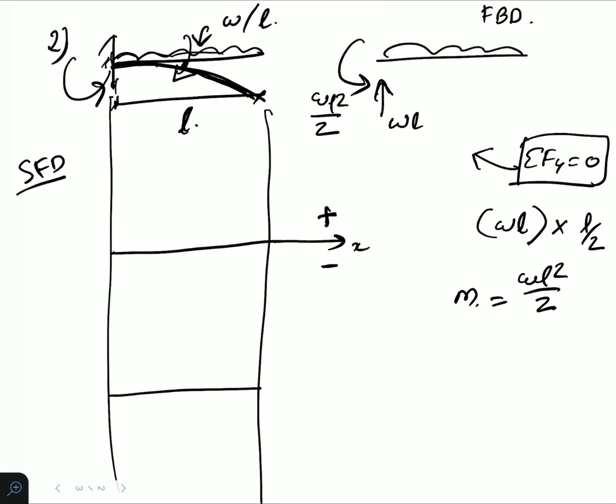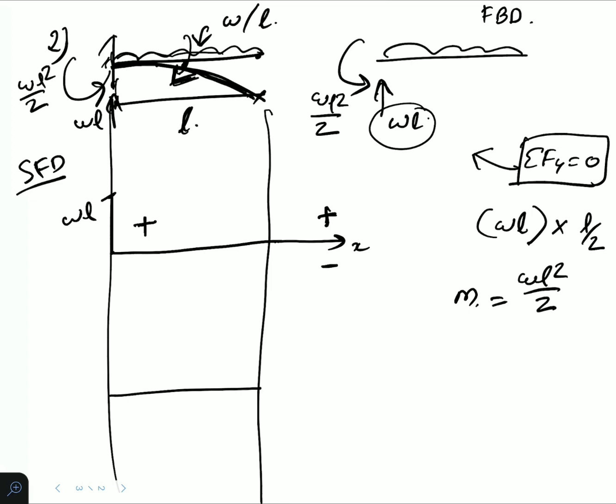See, the force WL is acting upward. Here there is a WL, and here there is a moment WL squared by 2. So WL is acting upward, so we will have the WL value here. Inside will be positive because the left side is moving upward. Then what will happen? This is the UDL. If it is a UDL, which is of x raised to 0 value, then the shear force diagram will be x raised to 1. So it will be an inclined straight line.